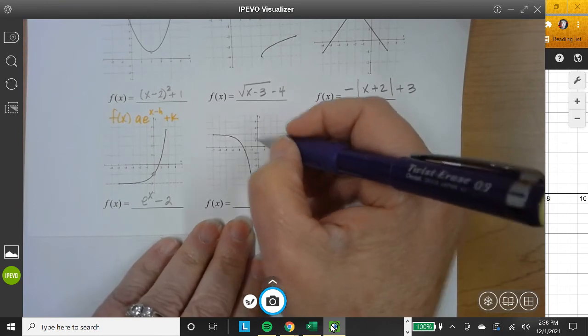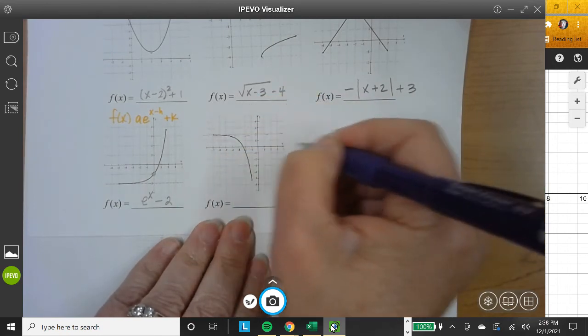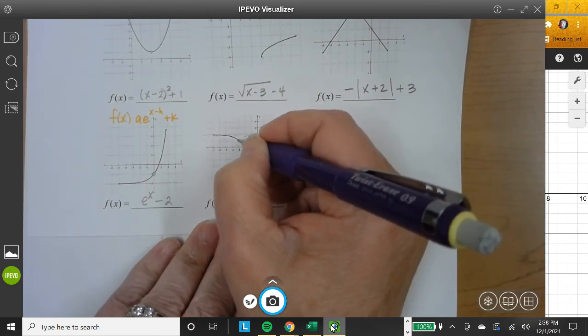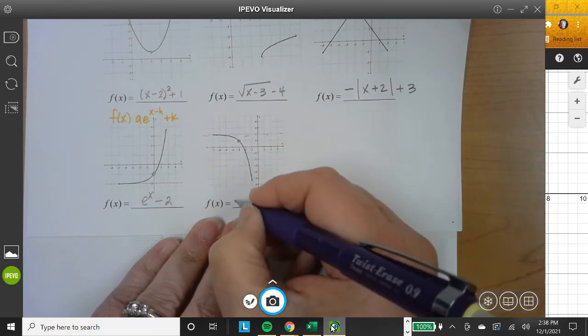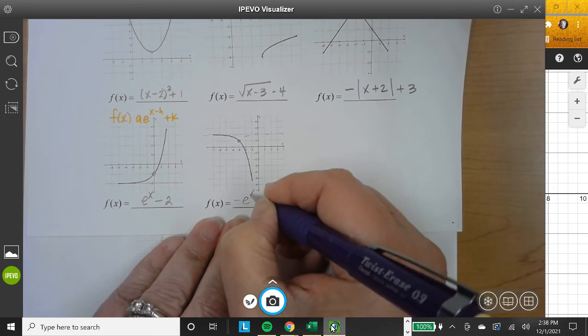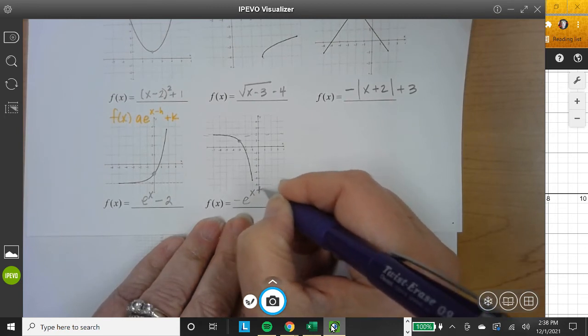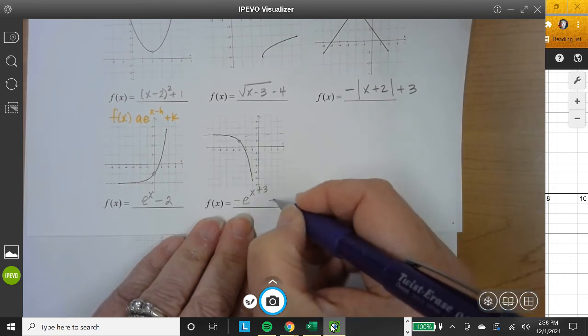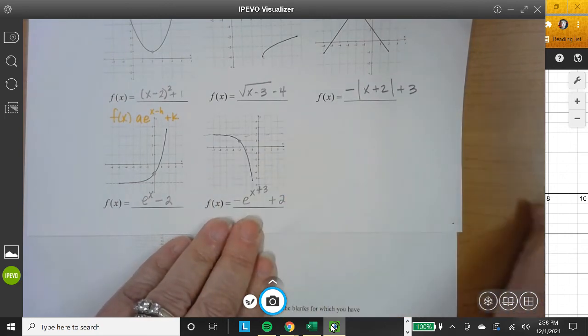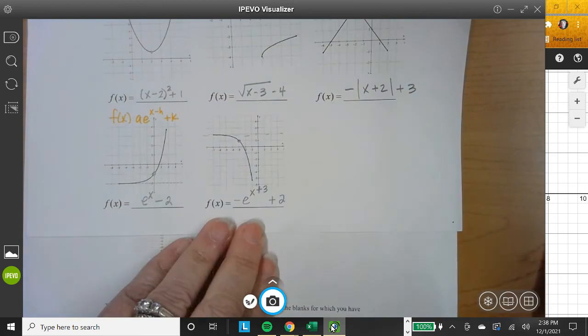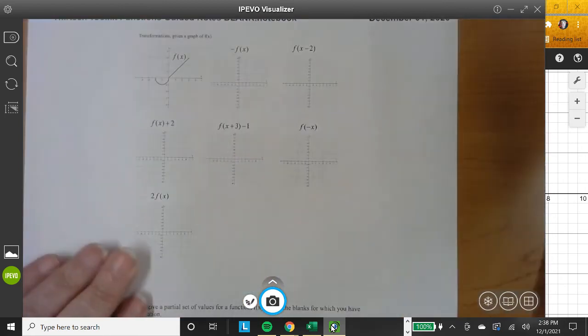This one here, the asymptote is right here. It's shifted 1, 2, 3 to the left because that's where the (0, 1) went, and it's upside down. So it's negative e to the x plus 3 plus 2 because I shifted it left 3 and up 2. Okay, it's using the same formula except that it's negative. All right, I got to keep moving.